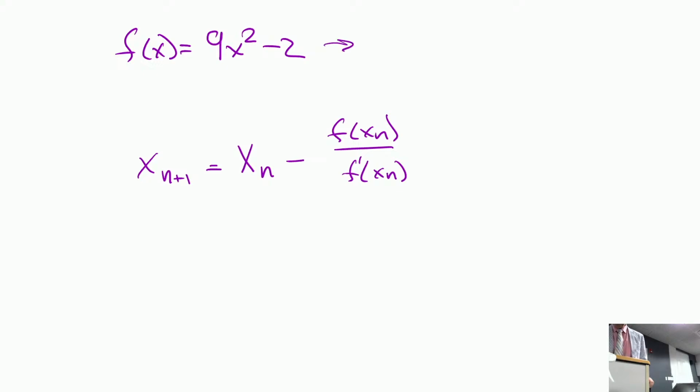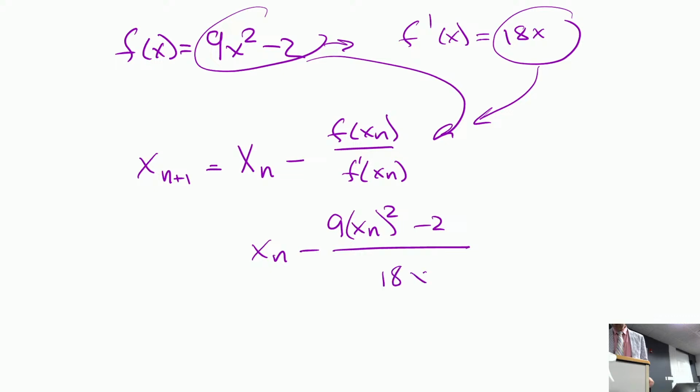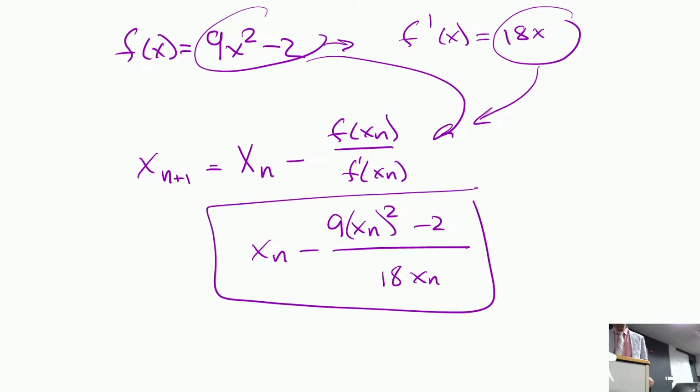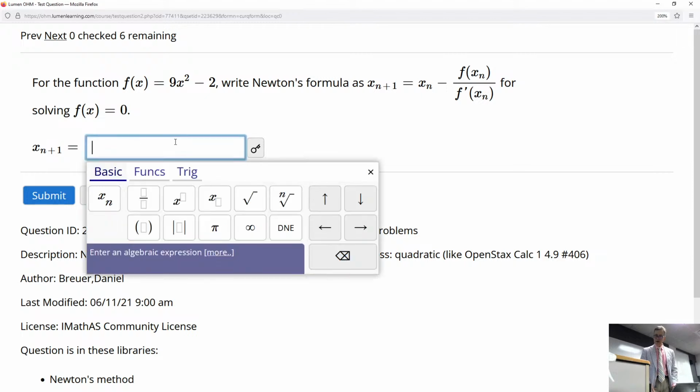So we need f prime of x, easy enough, 18x. And then just shove these into here. So this is going to be x_n minus f, which is 9 x_n squared minus 2, over 18 x_n. So I think they wanted you to write something like this. I think the confusing thing is the whole subscript notation business. Let me see if I can type it correctly. It's not too bad, I don't think.